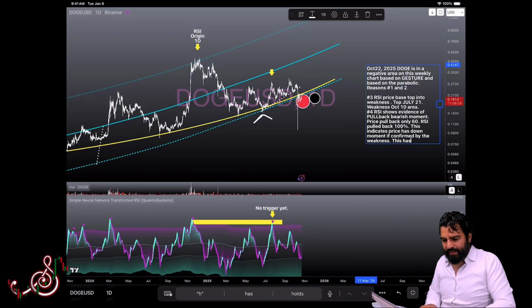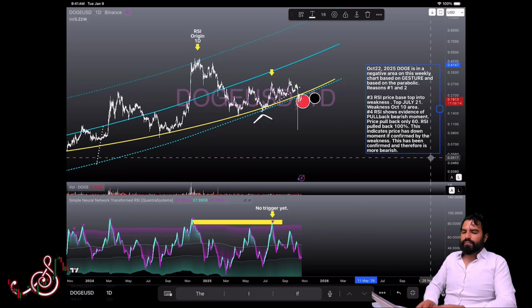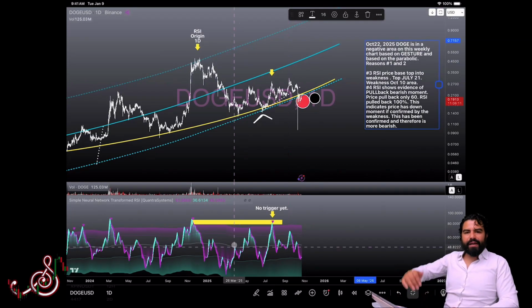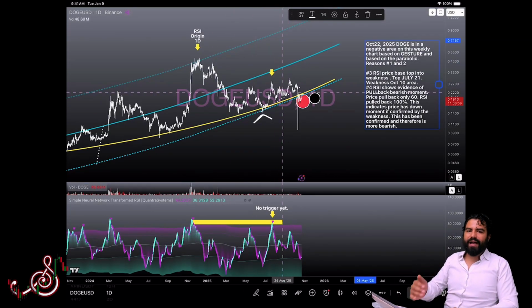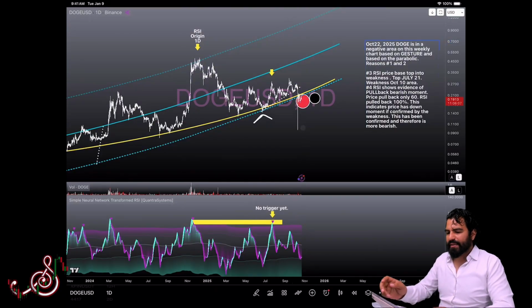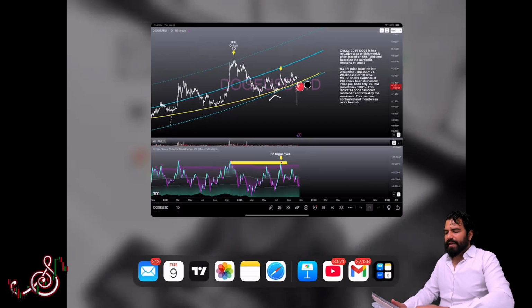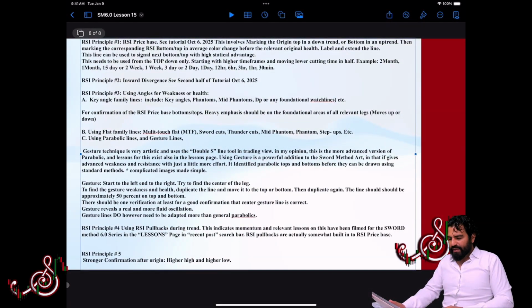This has been confirmed and therefore is more bearish. Okay. Now, ideally, the more powerful pullbacks you have, the stronger the signal. But that's reason number 4. And then finally, let's finish up with principle number 5, stronger confirmation after origin: higher high, higher low.